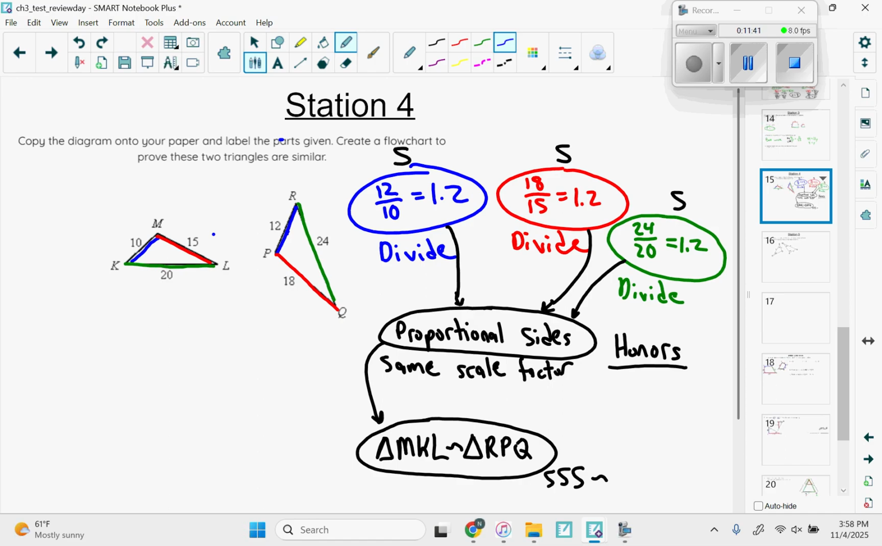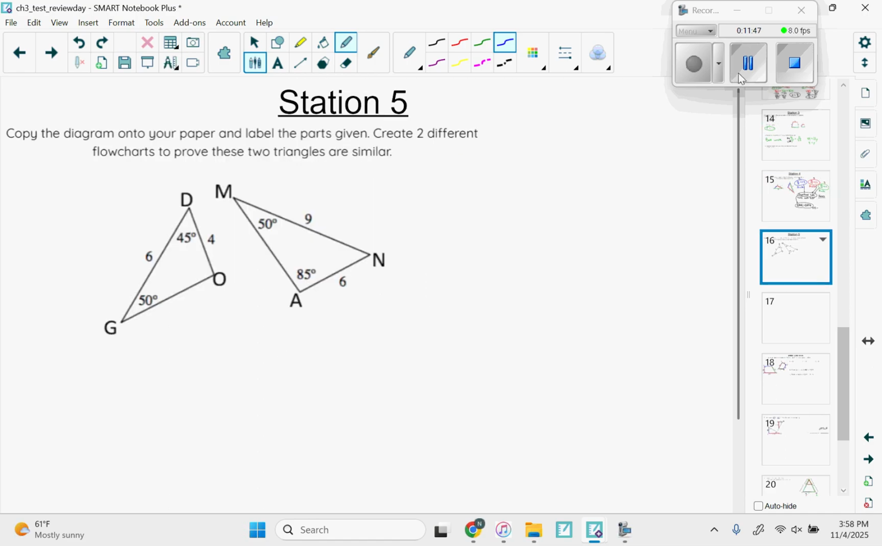All right, if you need to look at the flow chart, go ahead and pause the video. Otherwise, I'm going to move on to station number 5. So for station number 5, we want to create 2 flow charts that are different. And when we look at this problem, we want to just first take a guess. What is the shortcut that we're going to do? Our 3 shortcuts are angle, angle, side, and side, side, side.